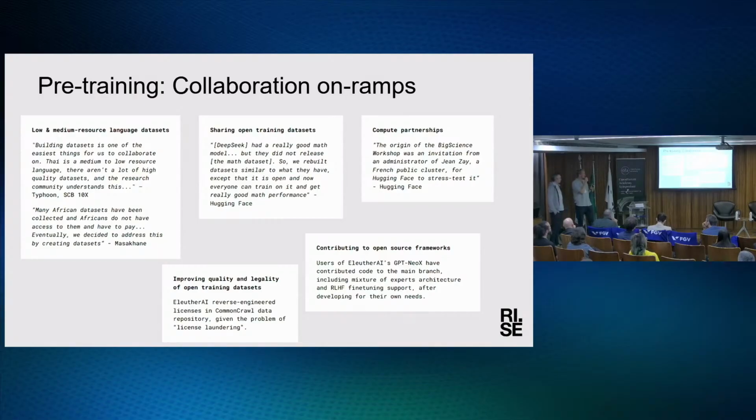DeepSeek released a model for maths called DeepSeek Math, which is really good for math, but they didn't release the training data set. And the Hugging Face team that developed SmolLM, which Johan mentioned, wanted their model to be good at math. So they recreated a data set that they thought would approximate the data set that DeepSeek had and shared it with the open source math LM community. And then other ones that I'll just quickly mention are contributing to open source frameworks used for training and evaluating LMs, and also compute partnerships.